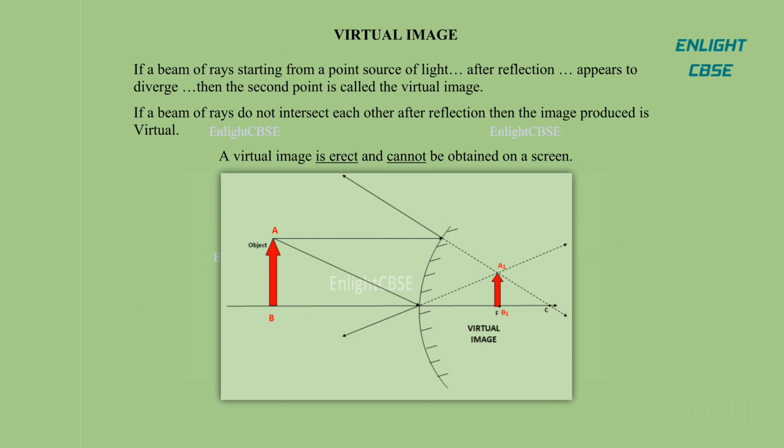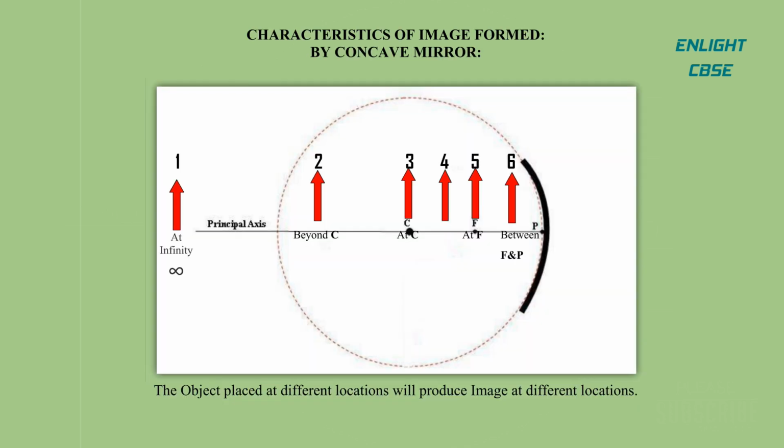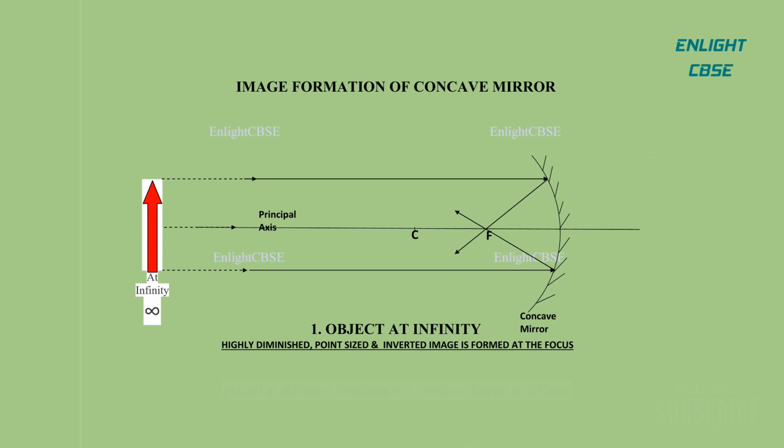A virtual image is erect and cannot be obtained on a screen. What are the characteristics of image formed by concave mirror? The object placed at different locations will produce image at different locations. When the object is at infinity, the image formed is highly diminished, point-sized, inverted, and formed at the focus.